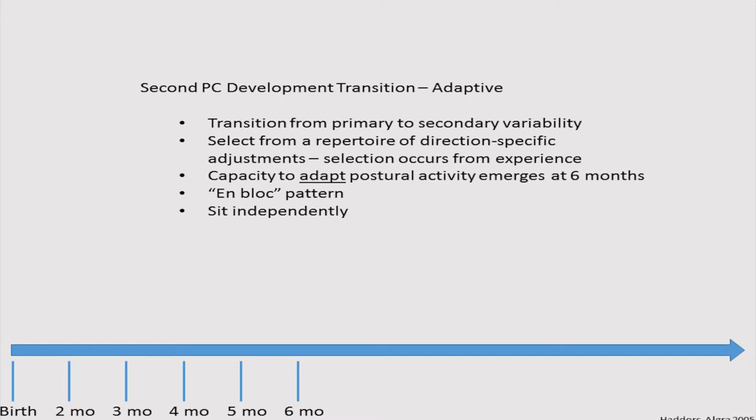So it's around 6 months that we get the second postural control development transition, where we move towards adaptive postural control adjustments. We are still looking at in-block patterns where everything is moving as a single unit, but we're starting to build a repertoire of movement patterns and being able to select from a few of those patterns that we've developed. And everything is still direction specific and very variable in the movements. 6 months old is also where we start to see independent sitting. So that transition and independent sitting kind of correlate.